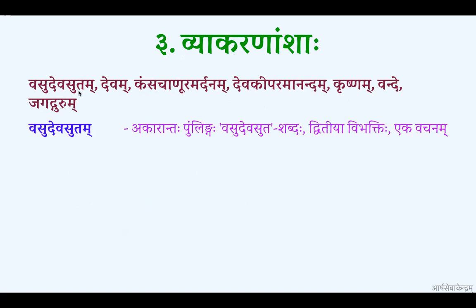So what is Vasudeva Sutam? It is akarantaha punlingaha Vasudeva Suta shabdaha, and it is in Dvitiya Vibhakti Ekavachana. Usually we know that things that end in 'm' will be in Dvitiya Vibhakti, and since we are talking about Krishna and Suta is son, Sutam will be akaranta pumlinga, and it will be in Dvitiya Vibhakti.